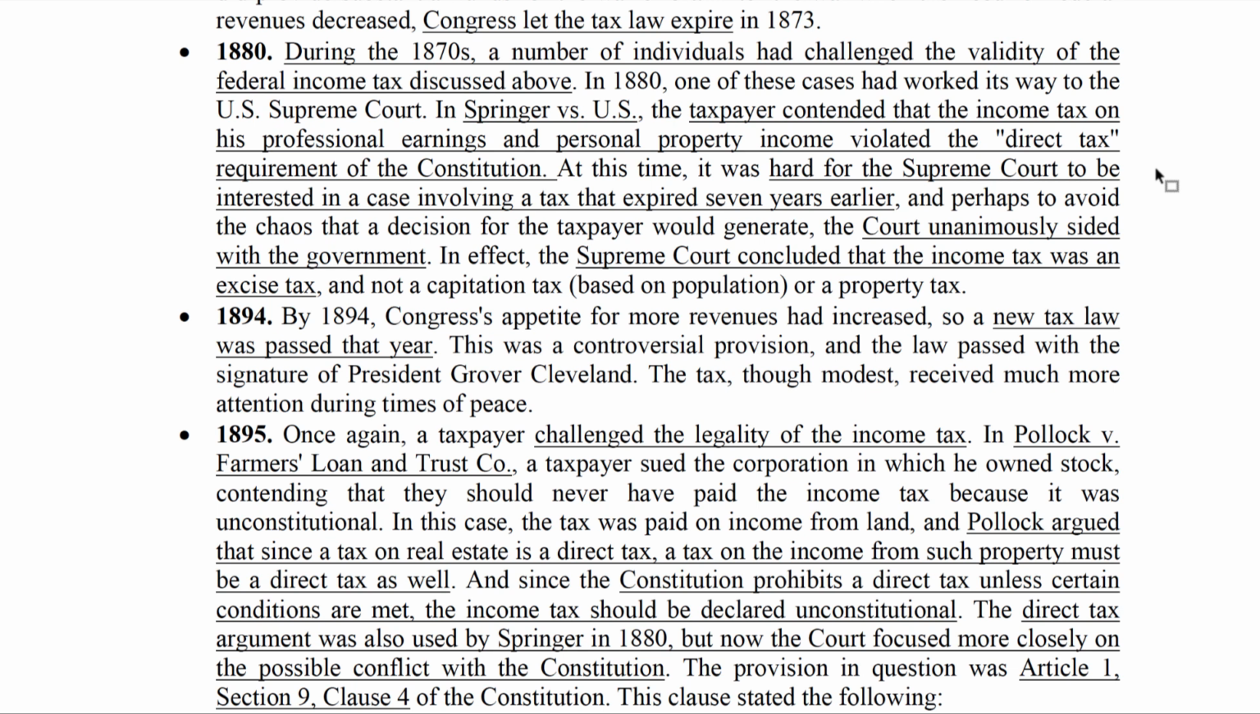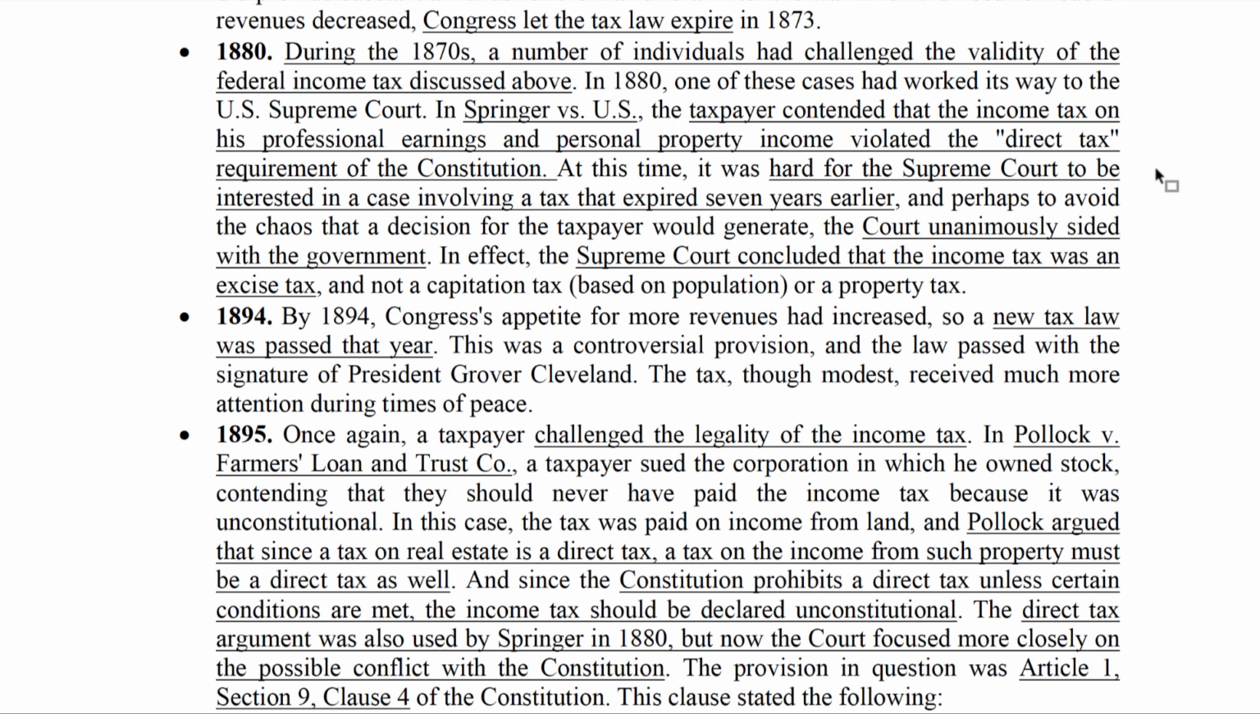So of course, that was just a lazy argument by the Supreme Court. But you'll see that in 1895, the actual Supreme Court does take up the issue, and we focus on the fact that capitation versus excise issue.